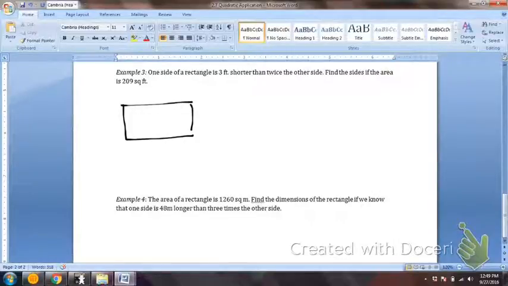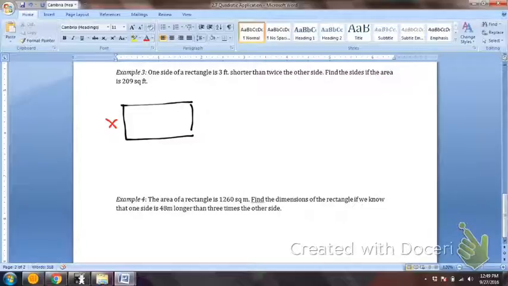It says one side of the rectangle is 3 feet shorter than twice the other side. Do we have anything to know about the other side? Do we know anything about the other side? Okay, so let's start there. The one that we don't know anything about, we're going to call what? X. Okay, so let's just make one side X. Now we have something we can work with.